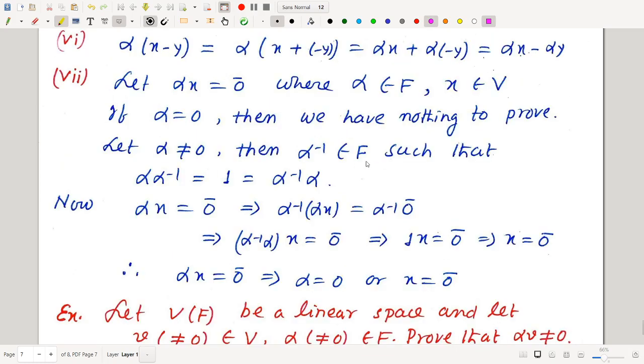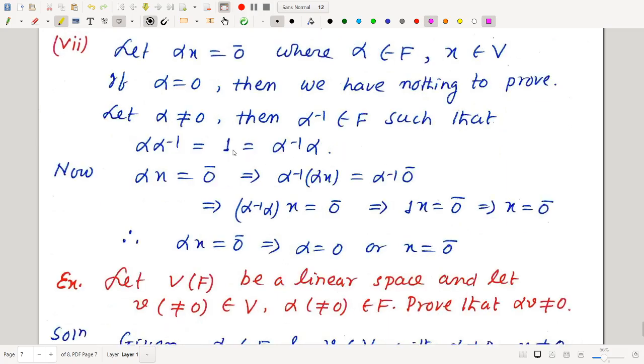What is a field? A field is a commutative ring with unity in which every non-zero element has its multiplicative inverse. So alpha is a non-zero element in F, so its multiplicative inverse alpha inverse belongs to F, satisfying alpha alpha inverse equal to 1 equal to alpha inverse alpha. 1 is the unity element in the field. So if alpha is not 0, we get alpha inverse satisfying this condition.